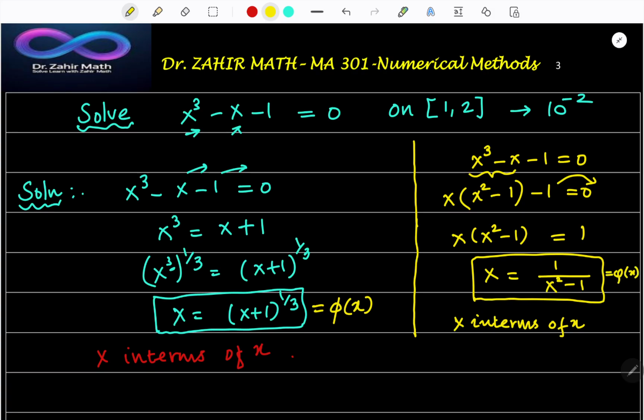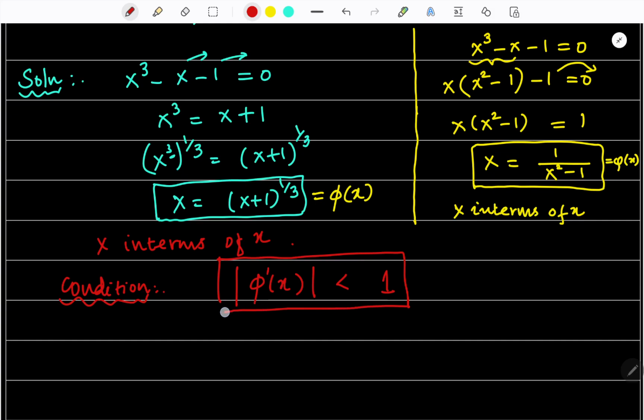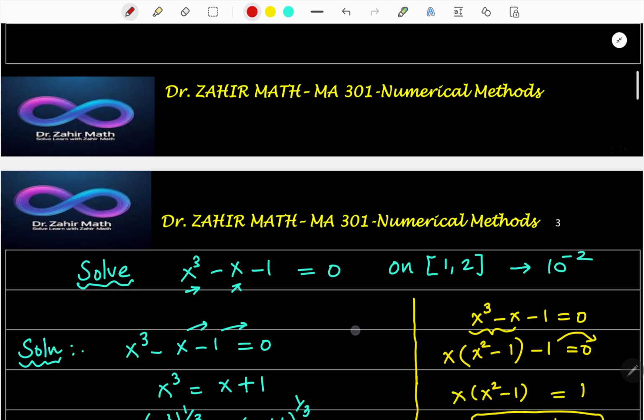Okay, teacher, which phi of x are you going to use? Yes. For this, sorry, there is a condition. What is the condition? For the phi of x you have taken, the derivative in absolute value must be less than 1. This is the condition. The derivative phi dash of x must be less than 1 in the interval 1 comma 2. What is the interval given? For example, this question has 1 comma 2.